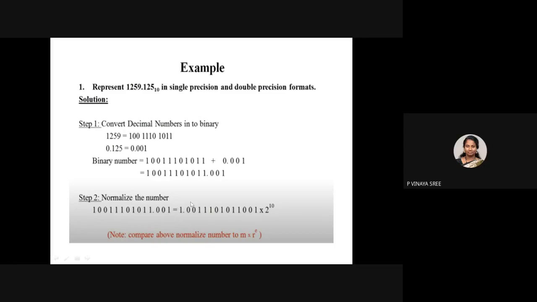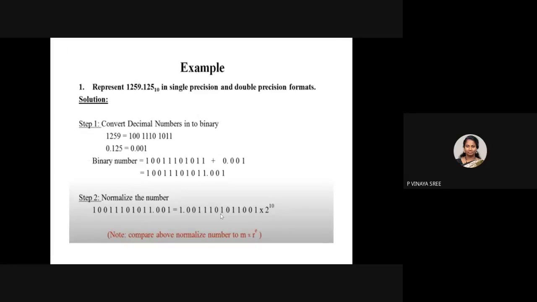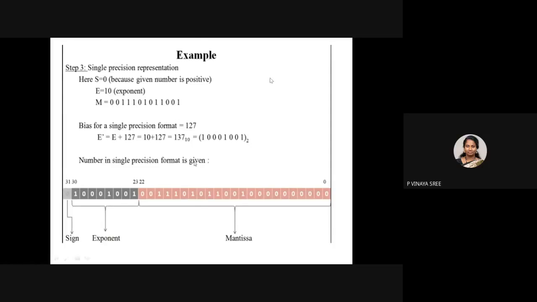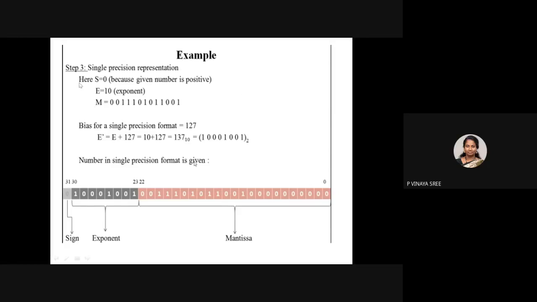After doing normalization, until here we completed yesterday, right? So last class we completed. Now I want to represent this. After completing the first step, converting a decimal number to binary, next normalizing the number. Next, you need to represent this in single precision and double precision. Let me go for single precision.